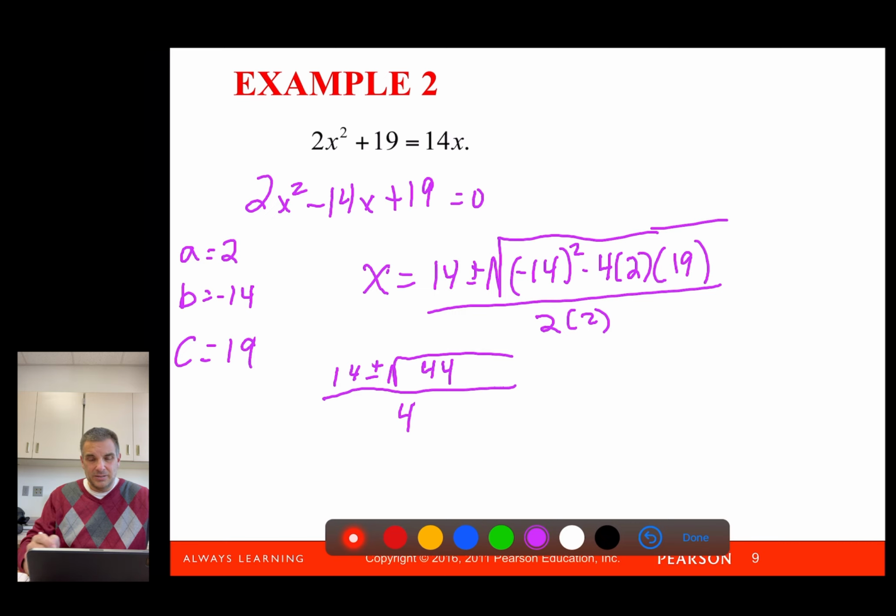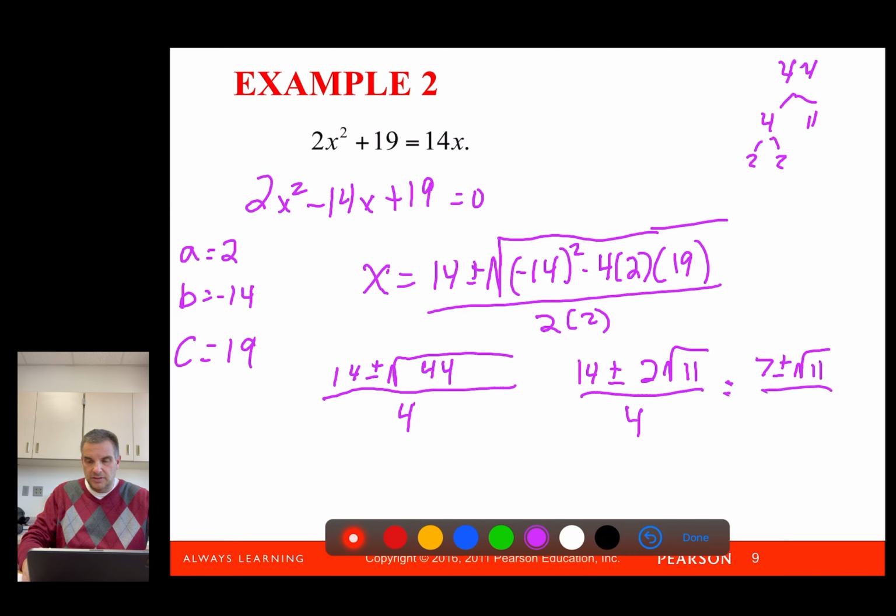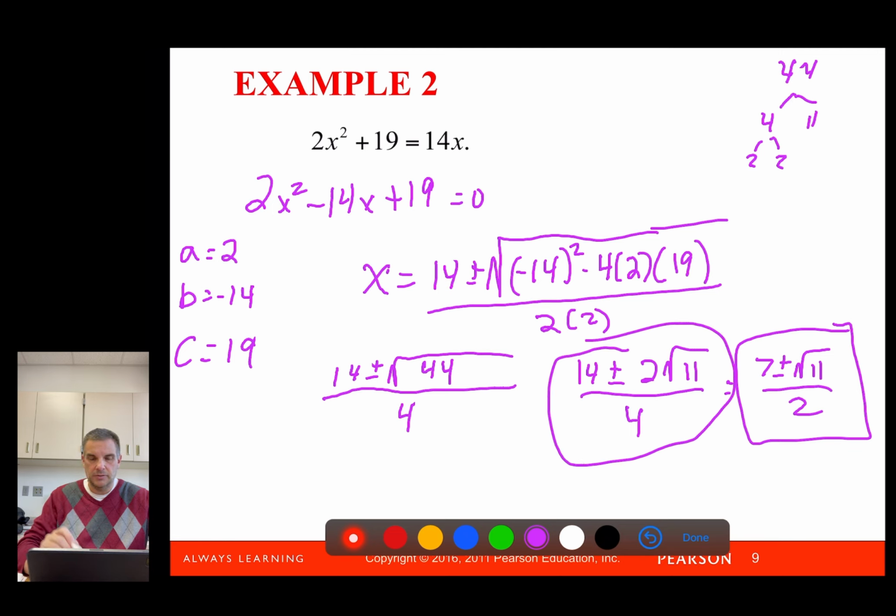Now we continue to simplify. So that's 14 plus or minus the square root of 44. It's 4 times 11, which is 2 times 2 times 11. So that's 2 radical 11 over 4. So then this could be simplified a little bit. 2 goes into each of them. So it could be 7 plus or minus radical 11 over 2. And that is a perfectly legit way to write the answer. Okay? Actually, I'd be happy with this too.